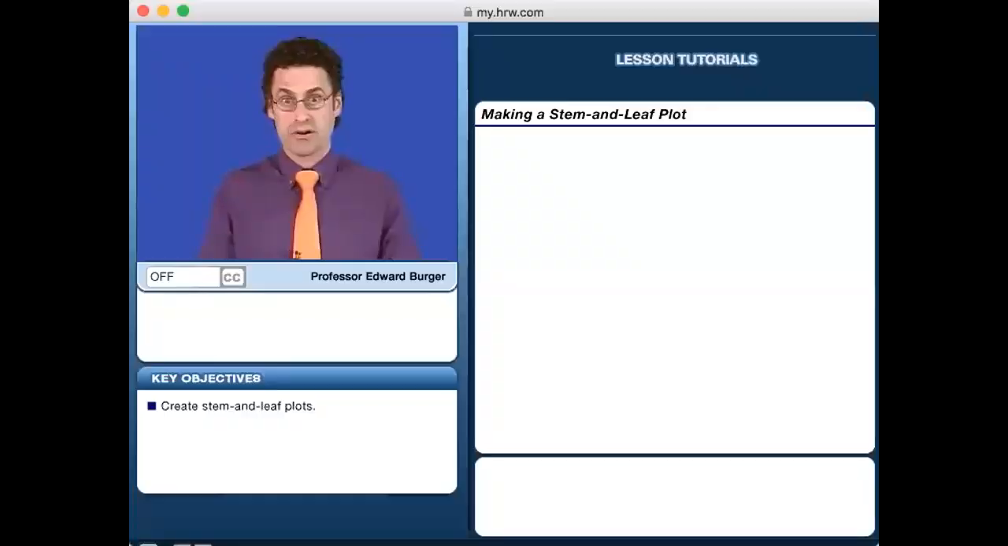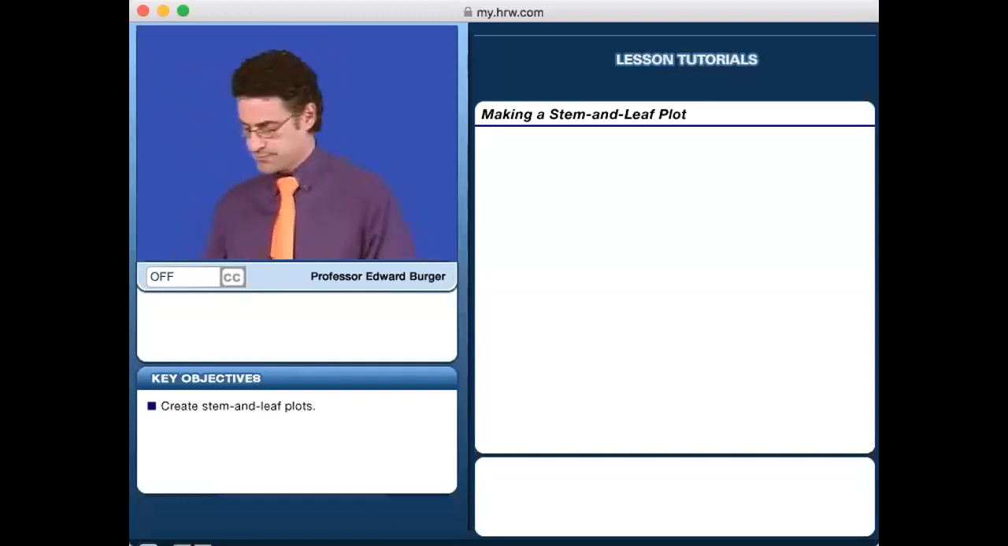A lot of times data comes in a variety of different ways, and we sometimes want to actually see the frequency of how often we're getting data together. So let's take a look at an example.